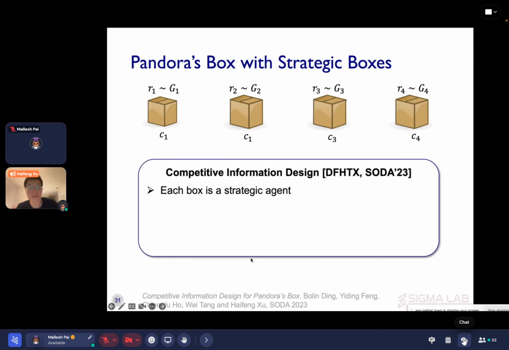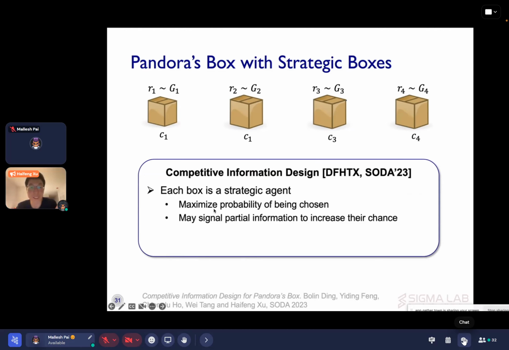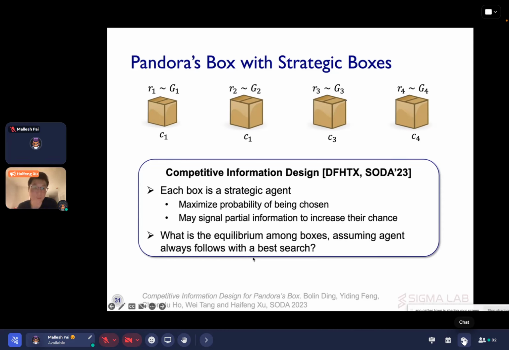And that leads us to study competitive information design in Pandora box with strategic boxes. Essentially, the only variant is to make the box strategic. They have their own objective when deciding what information to reveal. So every box tries to maximize the probability of being chosen, and they may signal partial information to increase their chance of being chosen, if that helps. And the question we are trying to understand is what's the equilibrium among those boxes, assuming the agent is going to follow some kind of optimal search strategy.